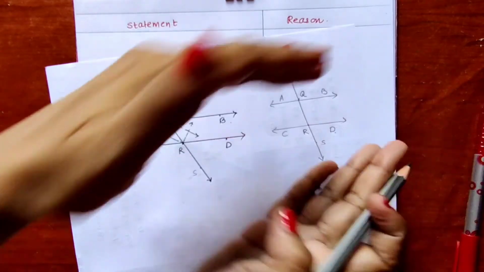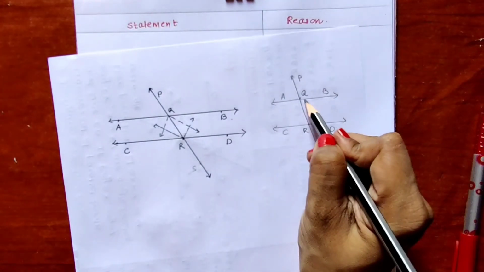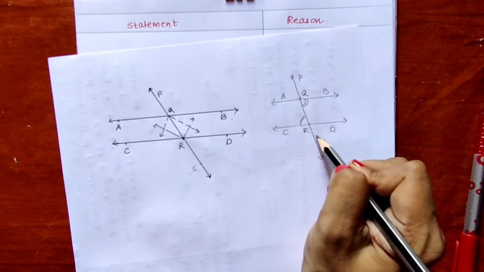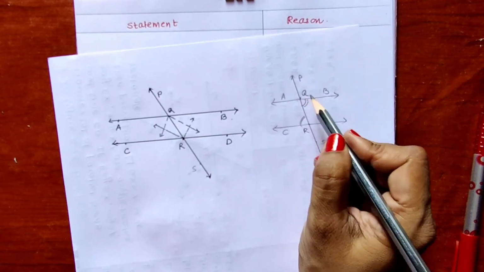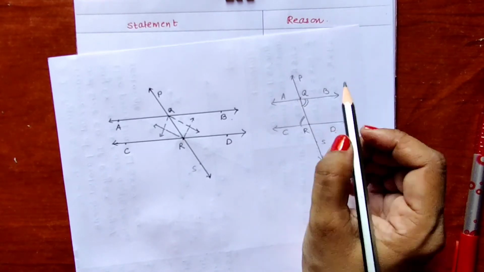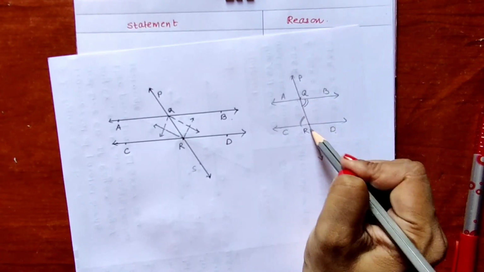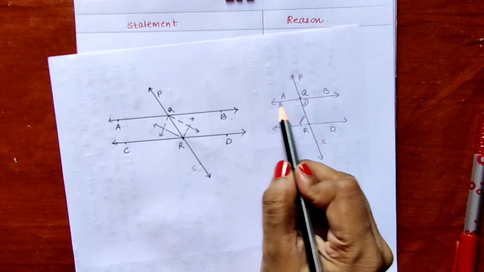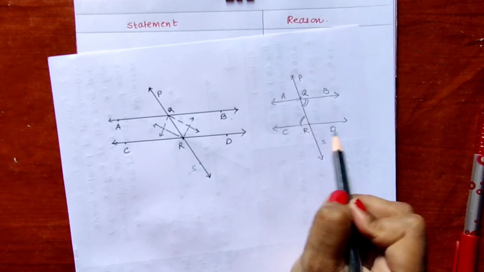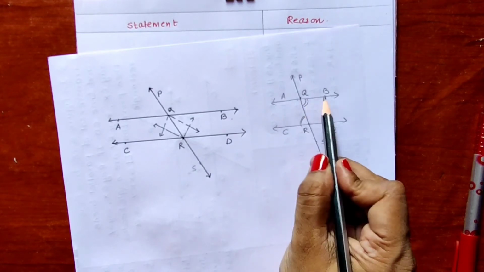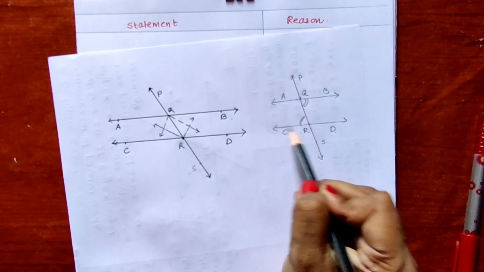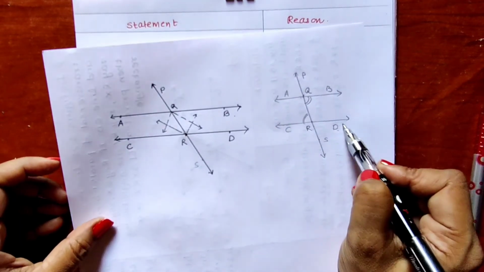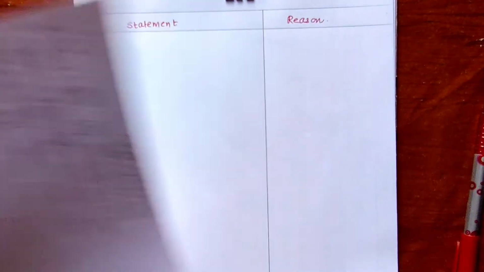Inside these two lines we have alternate angles. The first pair is angle BQR and angle CRQ. So we will be using the property of alternate angles. First we will use the first pair, angle BQR and angle CRQ, and afterwards the second pair, angle AQR and angle DRQ. For that we will have to write: line AB parallel to line CD, and line PS is their transversal.